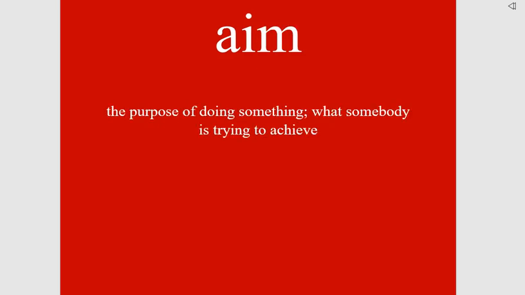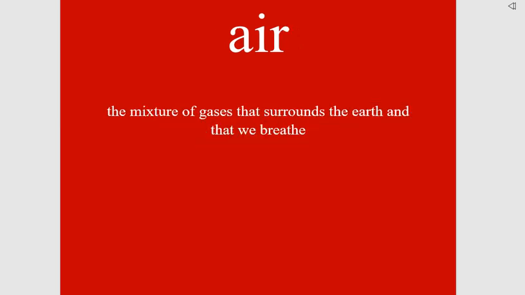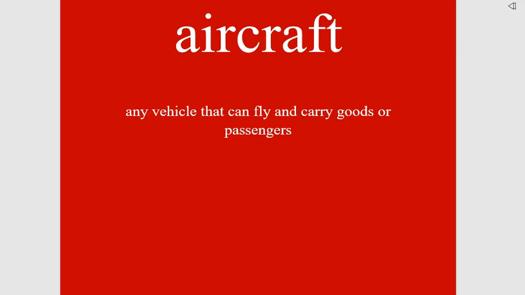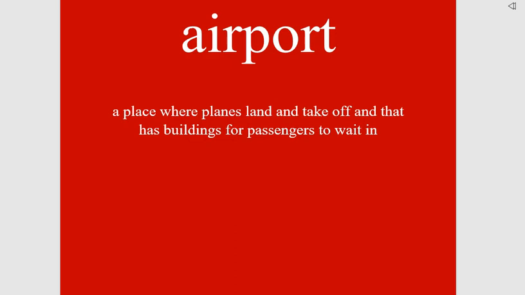Aim. The purpose of doing something, what somebody is trying to achieve. Air. The mixture of gases that surrounds the earth and that we breathe. Aircraft. Any vehicle that can fly and carry goods or passengers. Airport. A place where planes land and take off and that has buildings for passengers to wait in.